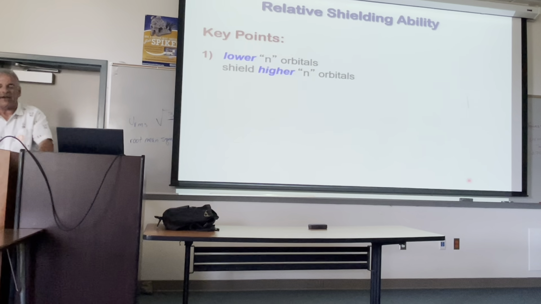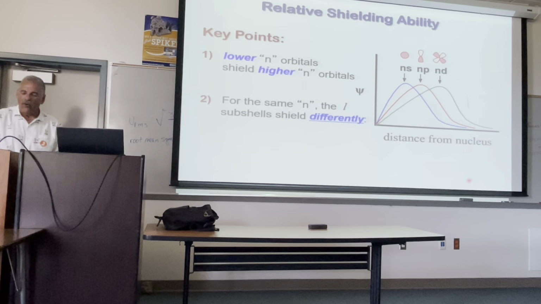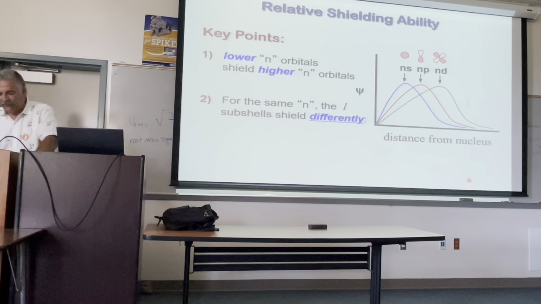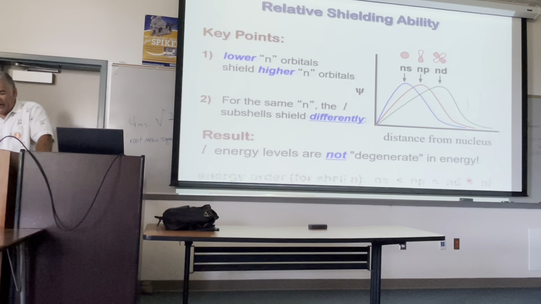So what does that mean? Lower n orbitals shield higher n orbitals. So basically, that's how we say we can hold the molecule together. That's all we're talking about. The farther away you get from the nucleus, the more the inner electrons shield the outer electrons.